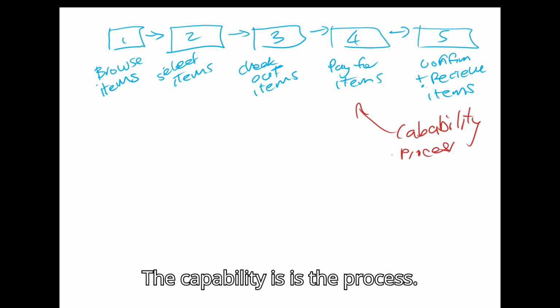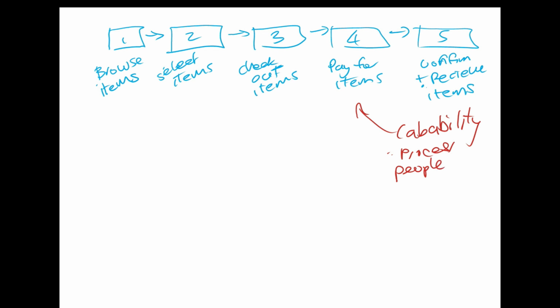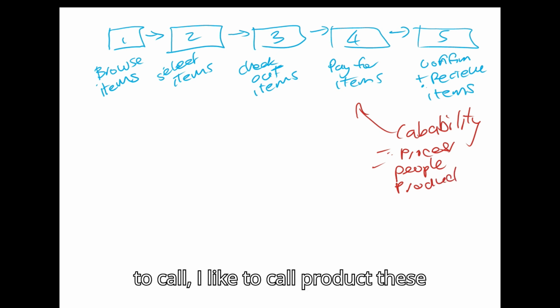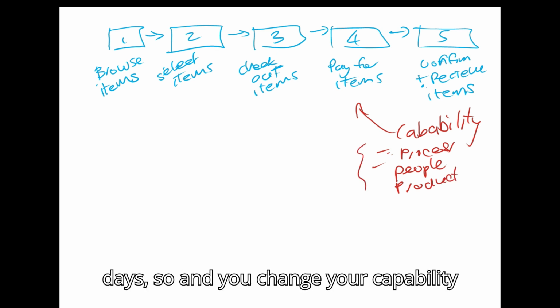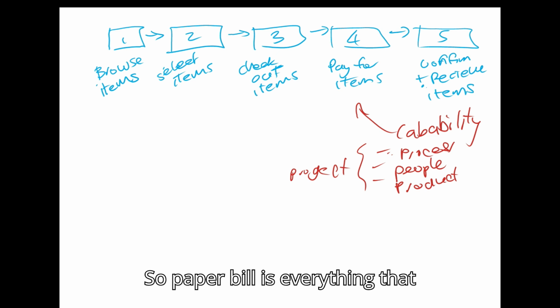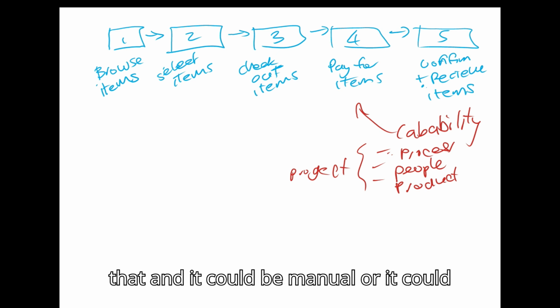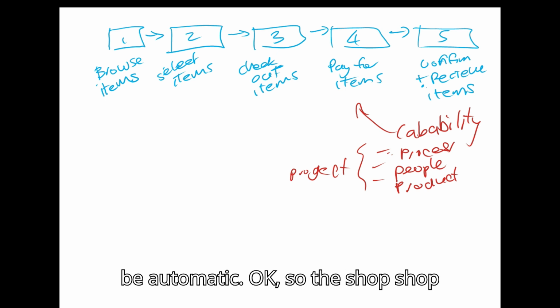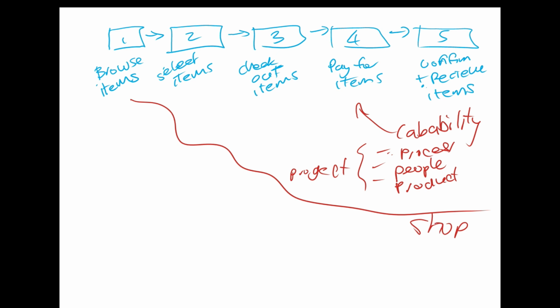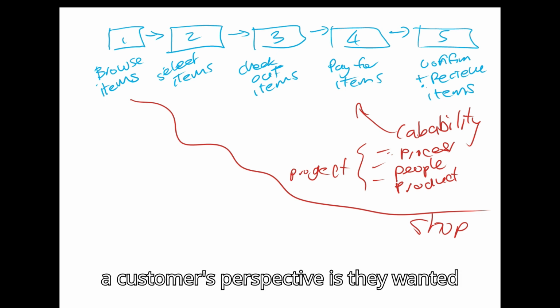And the capability is the process and the people behind it, right? And it could be the technology, or what I like to call product these days. And you change a capability with a project. So capability is everything that an organization needs in order to fulfill that. And it could be manual or it could be automatic. So a shop really needs to be able to allow you to do all these things. So this could be a shop.